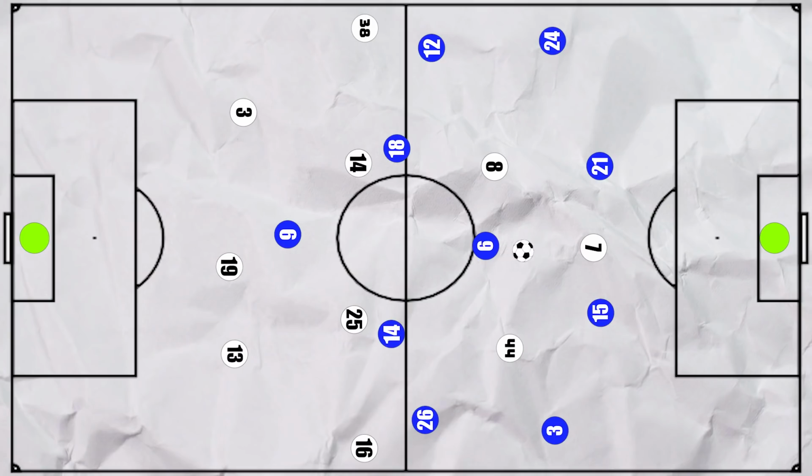Alternatively, if they went direct to the man running in behind, they would often look for the layback to create even more space.